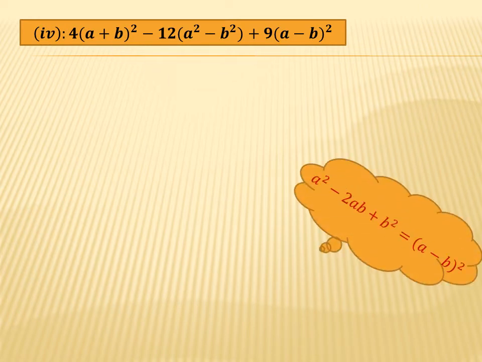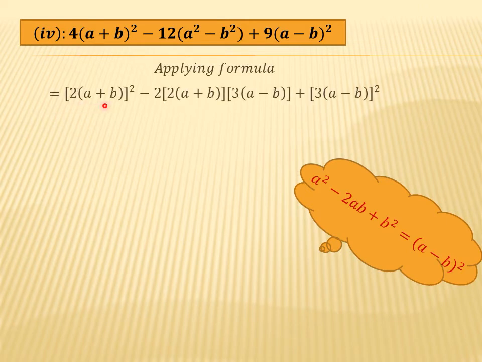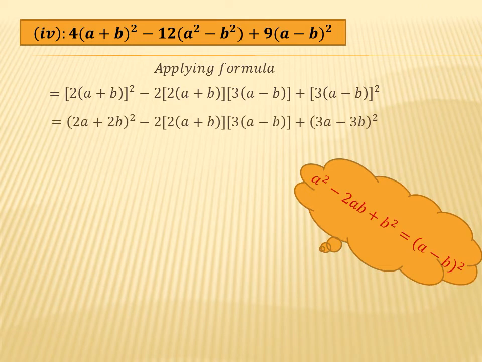So we will again apply the same formula. A square minus 2ab plus b square is given to us. So first of all, make a whole square, which will be 2 into a plus b whole square, and then make the square of the last term, which will be 3 into a minus b whole square. Now write the middle term, which is 2ab. So 2 into 2 into a plus b and 3 into a minus b. In the next step, I have first multiplied the brackets. 2a plus 2b whole square, the middle term remains the same, and the last term is 3a minus 3b.